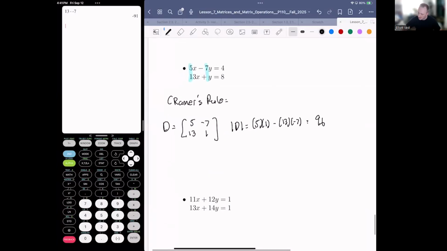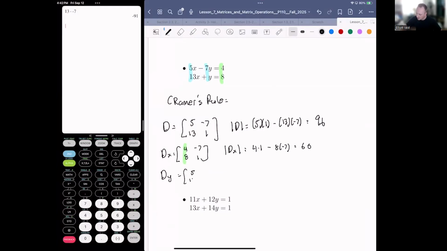Let's see if I might need this for the next one. Dx is changing the x column, right? This now goes in the first column, because I'm changing the x column. The determinant of Dx is equal to 4 times 1 minus 8 times negative 7, which is 4 plus 56, 60 here.